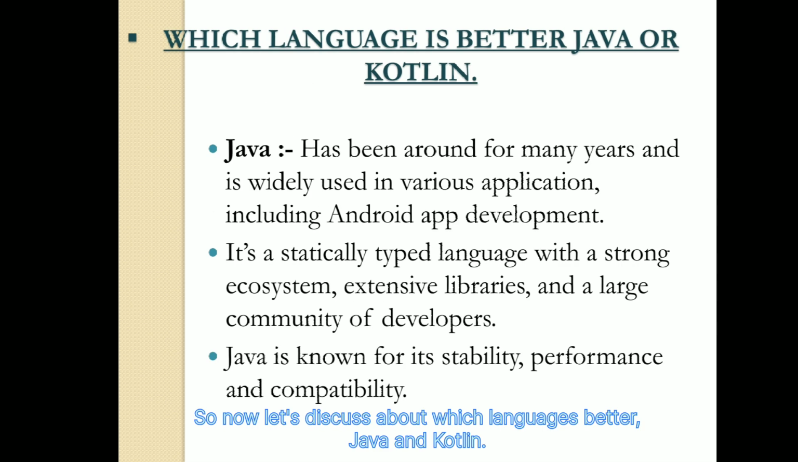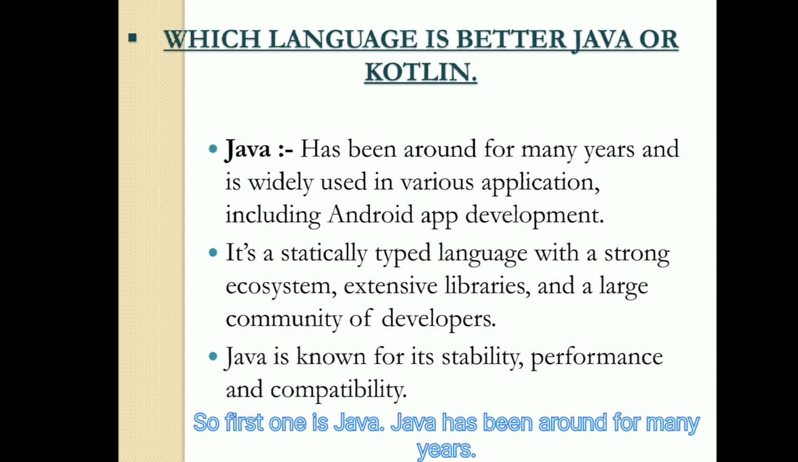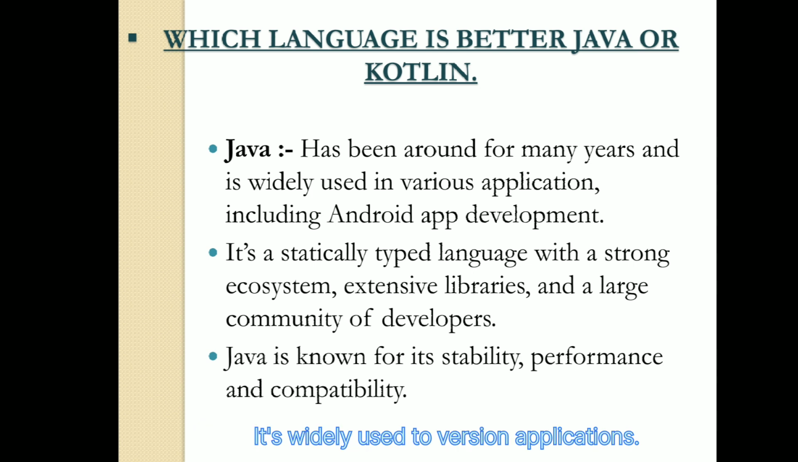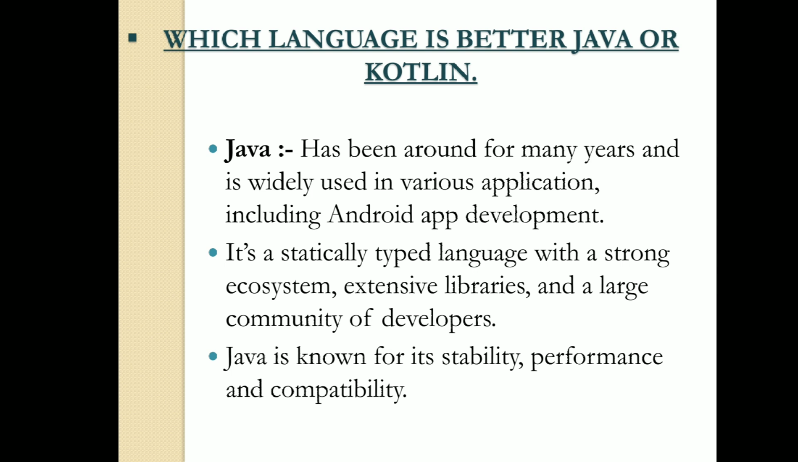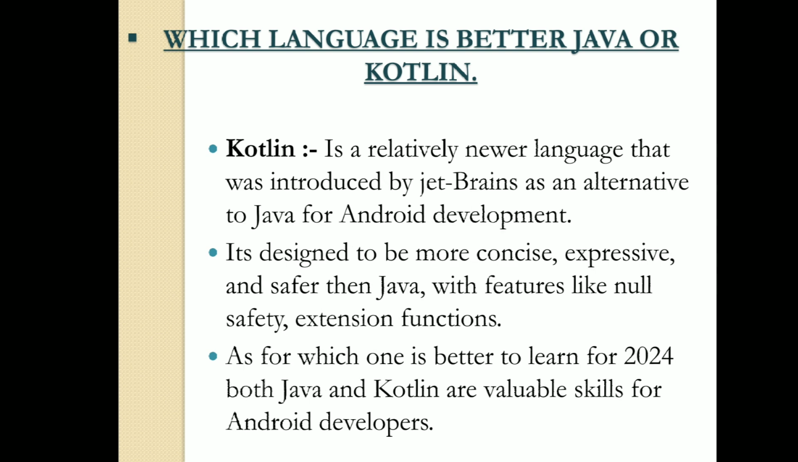So now let's discuss which language is better, Java or Kotlin. First one is Java. Java has been around for many years and is widely used in various applications, including Android app development. It is a statically typed language with a strong ecosystem, extensive libraries, and a large community of developers. Java is known for its stability, performance, and capability.